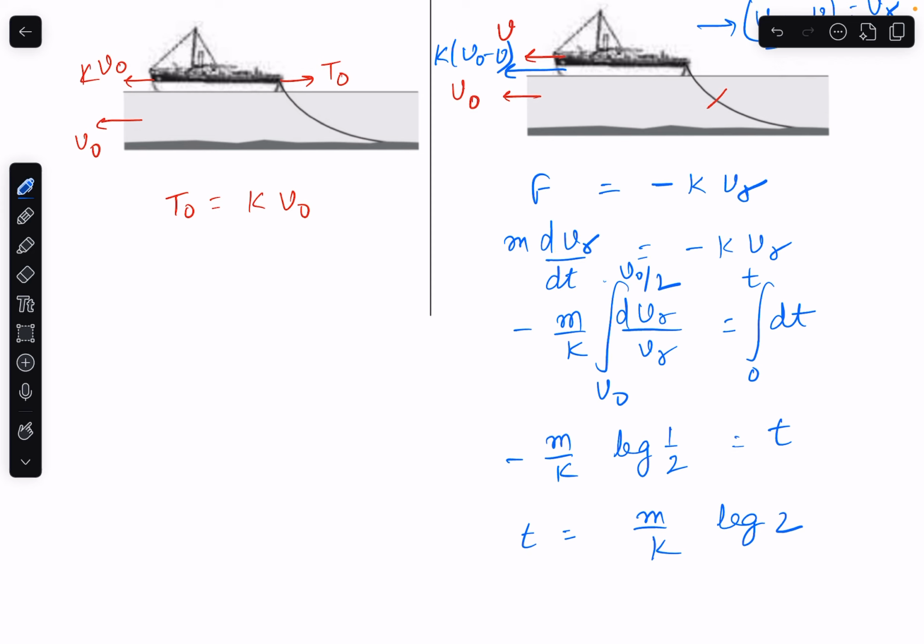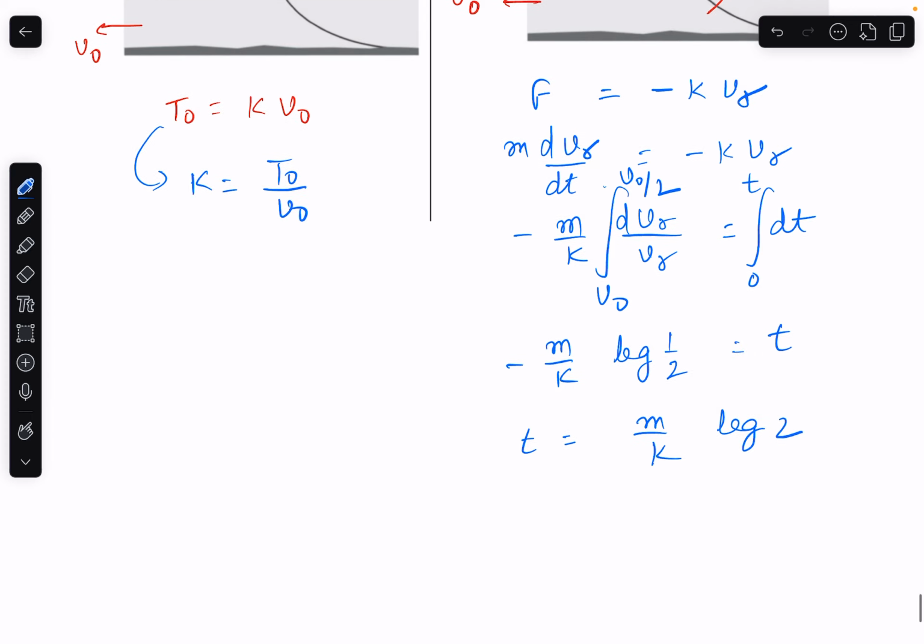k we can get from this equation. k can be written as, from initial conditions, T naught by v naught. So we can replace k. So the time taken will be m upon T naught by v naught, into log 2. So this will be the answer.